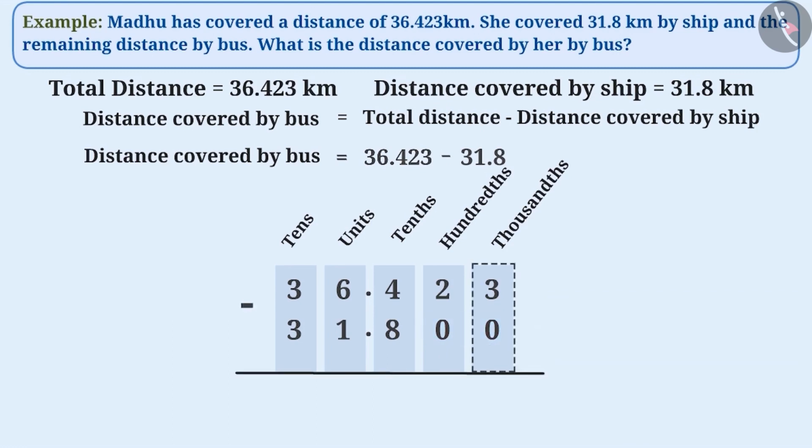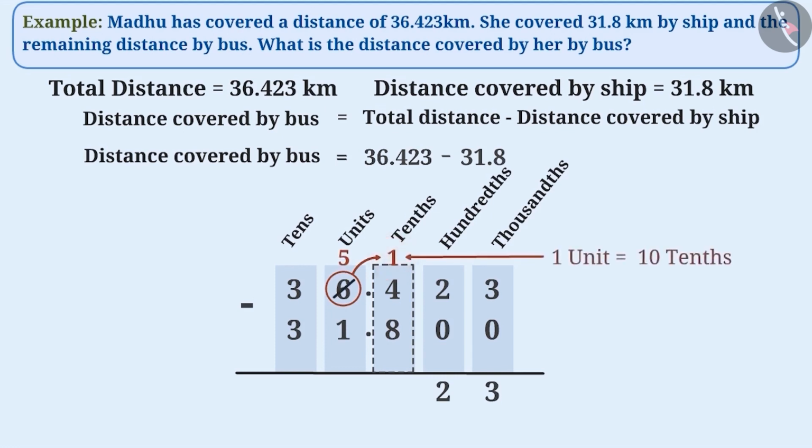By subtracting the digits at the thousandths place, we get 3 at the thousandths place as the result. By subtracting the digits at the hundredths place, we get 2 at the hundredths place as the result. We cannot subtract the digits at the tenths place because the digit in the first row is smaller than the digit in the second row. So, we will borrow 1 from the units place. By doing so, the digit at the units place is reduced to 5. 1 unit is equal to 10 tenths. That means there are 10 and 4 at the tenths place. That is 14. We can subtract 8 from 14. Then we get 6 at the tenths place as the result.